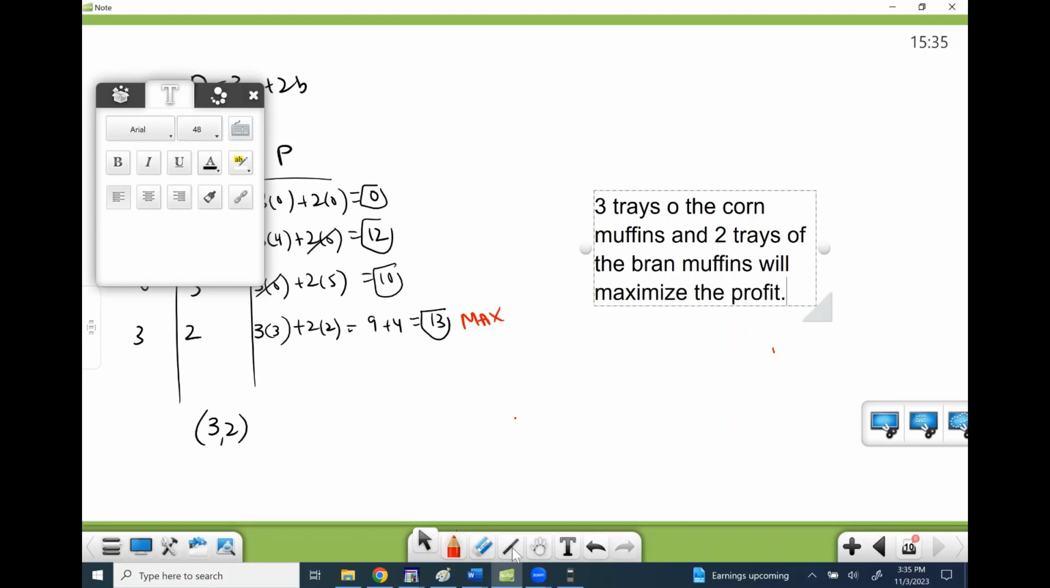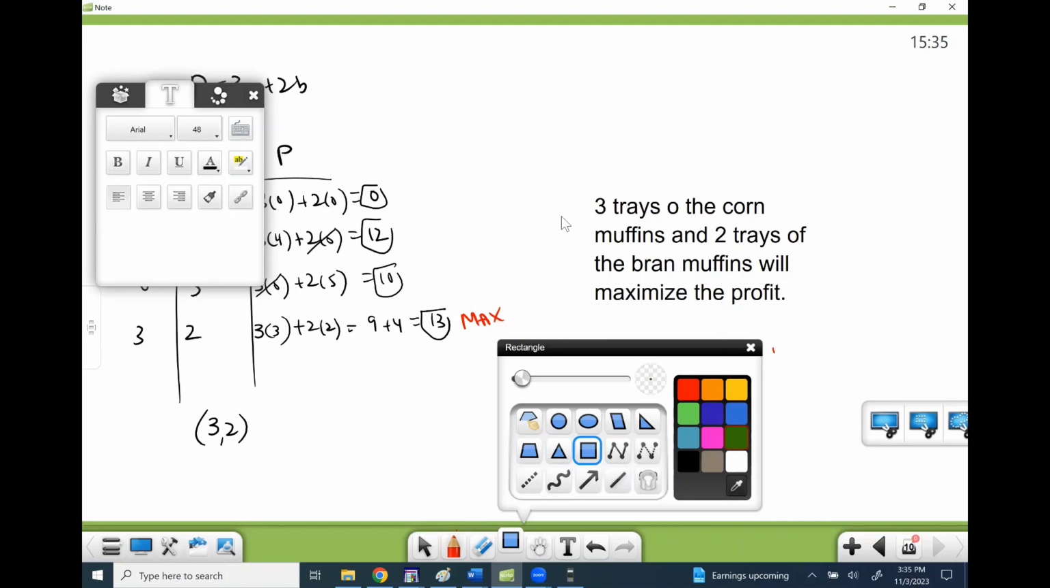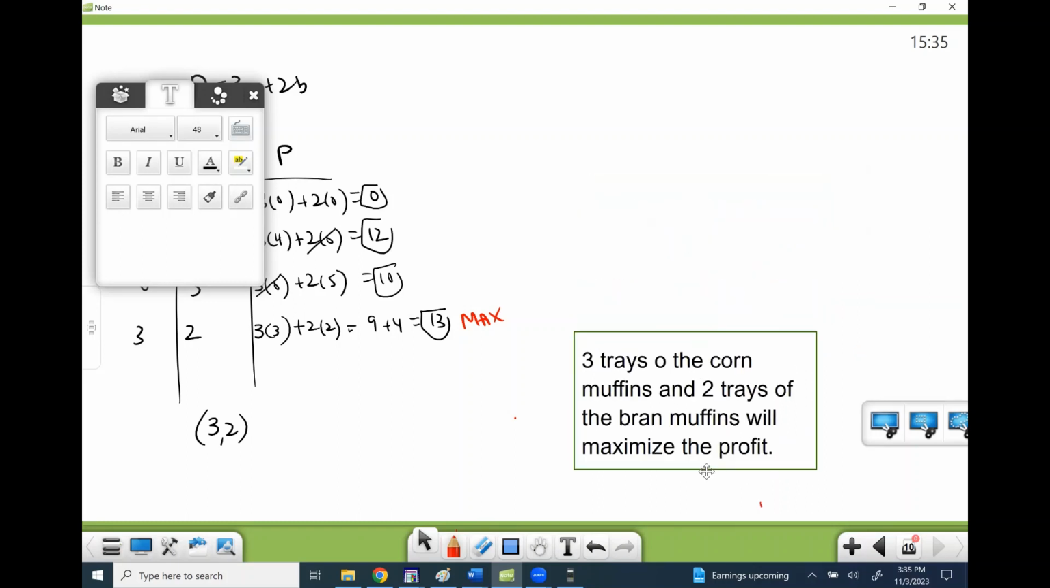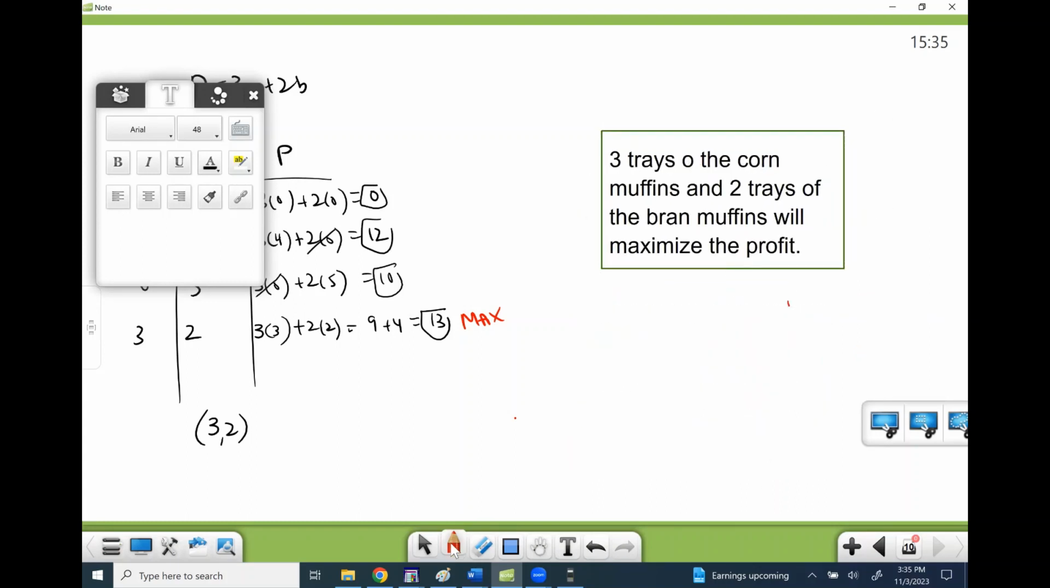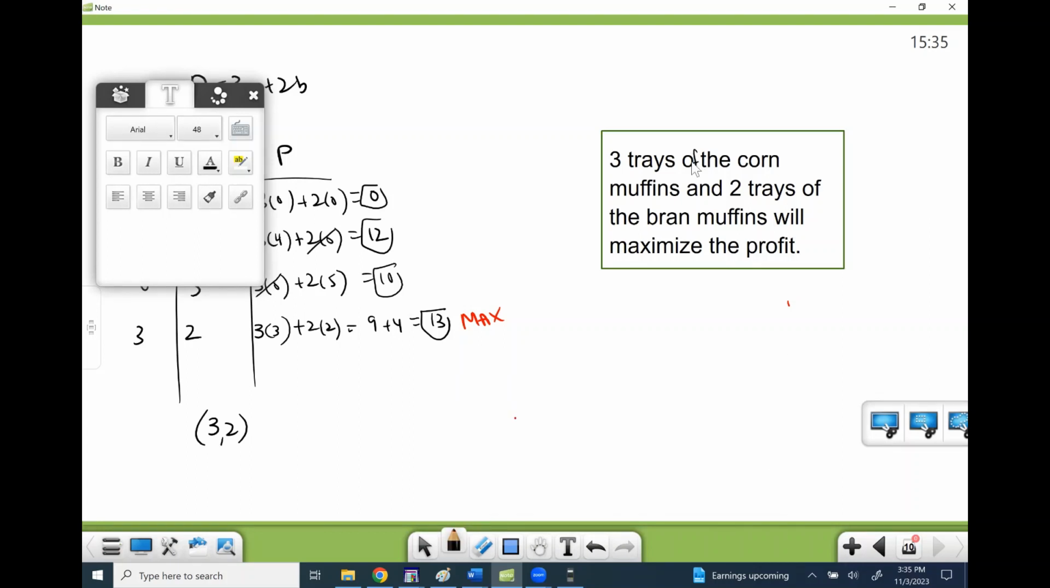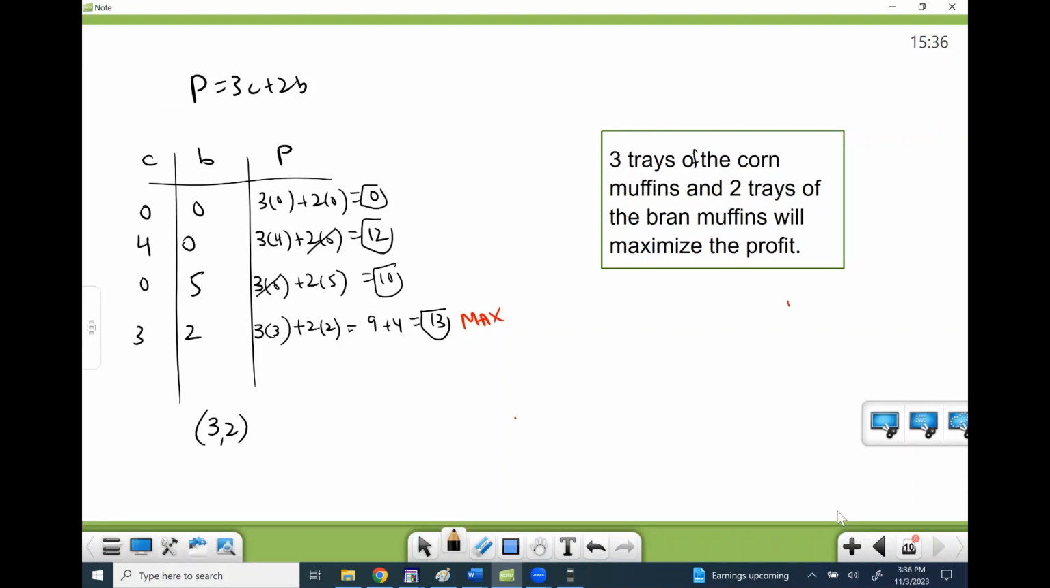I'm missing an F there. Gosh, it's so hard to do things on here. Well, you know what? I'm going to go ahead and just write in the F. Good. There we go. 3 trays of the corn muffins and 2 trays of the bran muffins will maximize the profit. All right, so you have an example of a linear programming problem here.